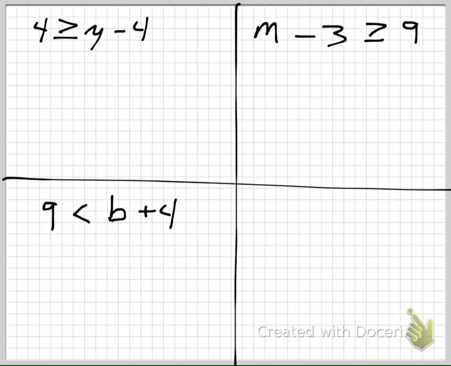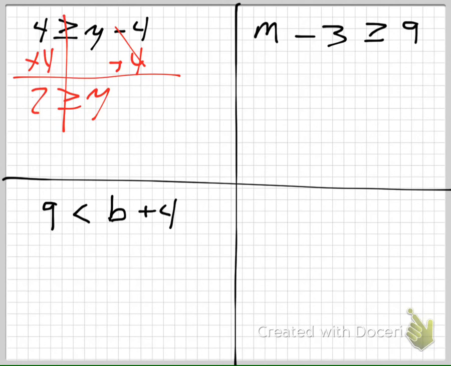Here we go. Line down the inequality. What do I do here? What do I do next? Plus 4. Plus 4. They're gone. Y is less than or equal to 8. Right? So y is less than or equal to 8. That's how you should have it.